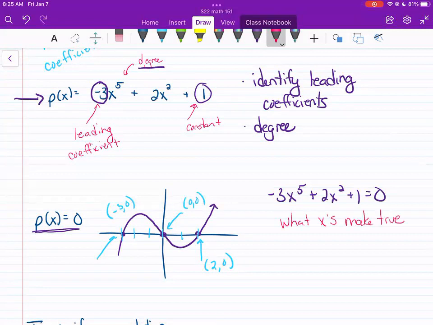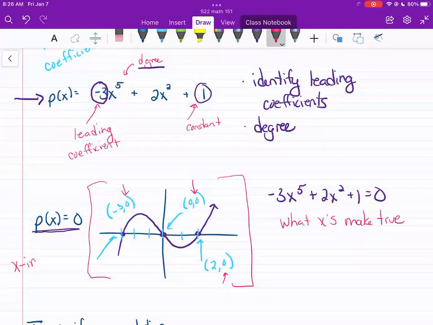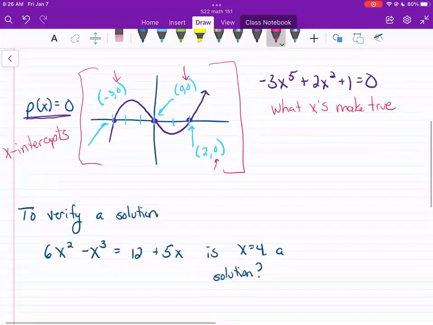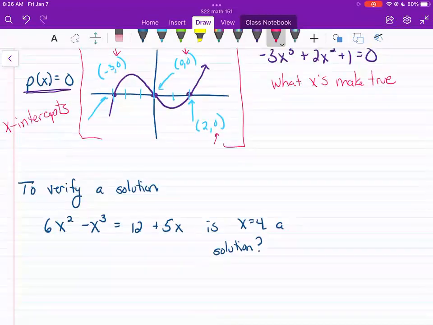If we have a graph, and this is not the graph of that example, notice that when the polynomial equals 0, that means y is 0. So the x-intercepts are also the zeros of the equation. If you have a graph, they're easy to identify. Another way to identify them is if we can verify a solution.